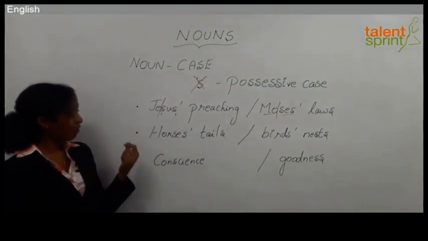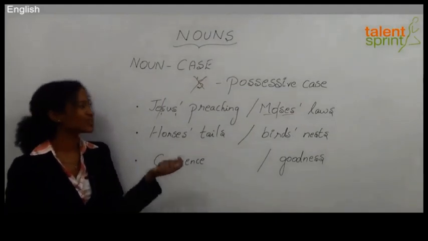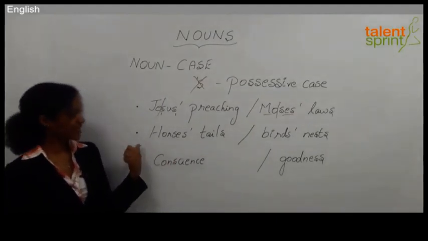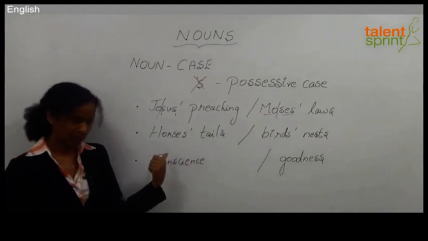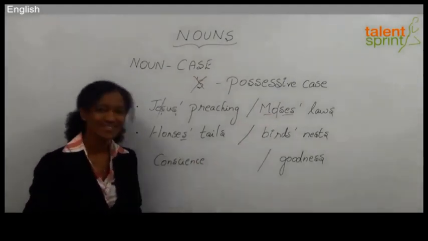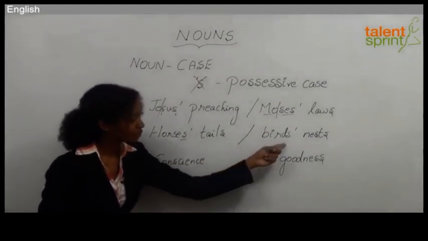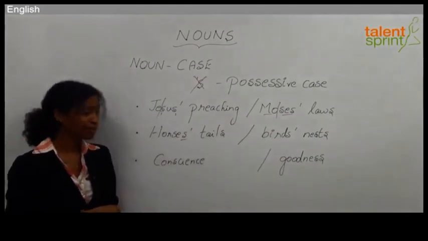In instances where all plural nouns end with S, also I don't need to use the genitive sign. So here, for example, horses' tails. Plural noun ends with S, I omit it. Birds' nests. I don't have to use the genitive sign. Plural noun ends with S, there you go.